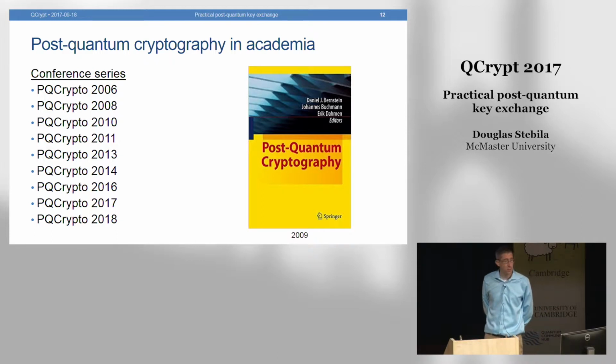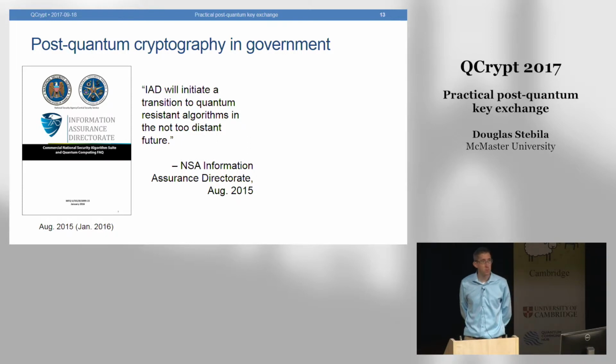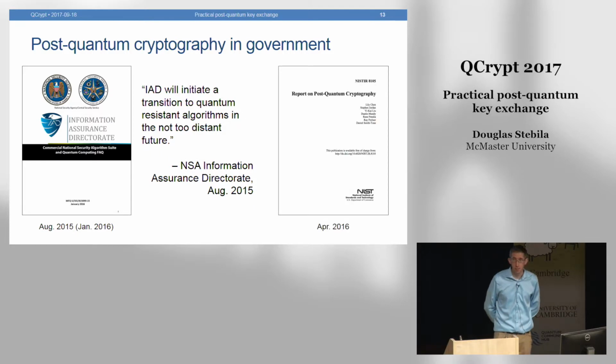Post-quantum crypto has also come to the attention of governments. So the NSA, in 2015, made this rather mysterious and unexpected statement that they'll initiate a transition to quantum-resistant algorithms in the not-too-distant future. And many people watching the NSA apparently were very surprised by this statement, because they don't usually say things like this. And then last year, NIST, the United States National Institute of Standards and Technology, which for our cryptographic community standardizes many algorithms, issued a report saying that they were planning a transition to post-quantum crypto as well.